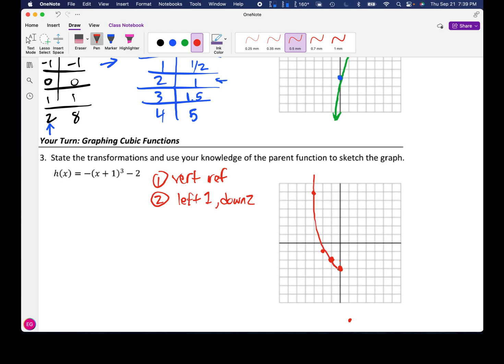We will connect the dots and again try to get that little wobbly kind of turn in there. Definitely not a straight line through all of these things. And that's it using the shortcut.